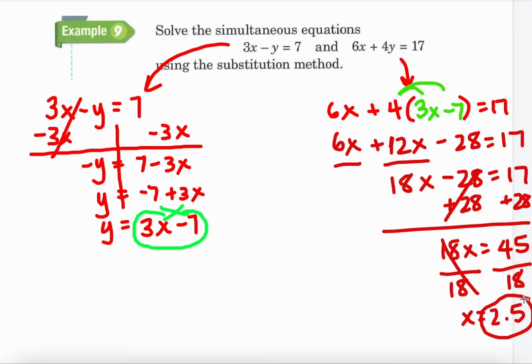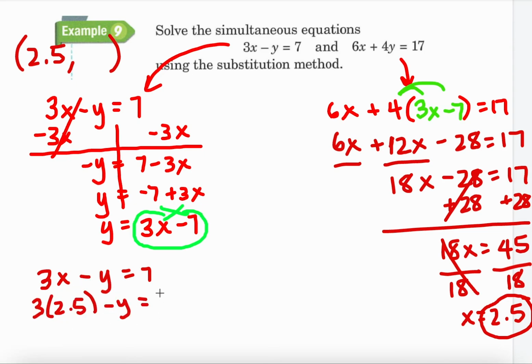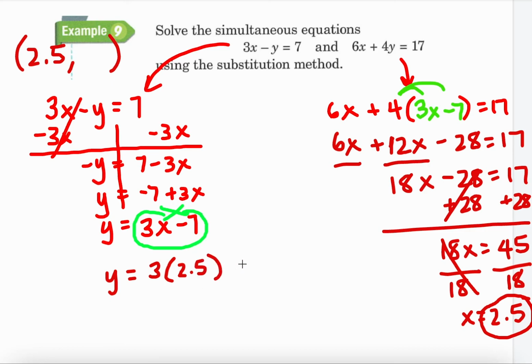Okay, so that's the first half of our answer. That was our x, so we're going to write it first in our ordered pair. And remember, we're not done yet. We only found x, so now we can replace it in either equation. I'm going to pick the first one again because it seems easy. So instead of 3x minus y equals 7, we have 3 times 2.5 minus y equals 7. Or instead of doing all this, since you're trying to find y, the easier thing would be replacing it back into your equivalent expression right here.